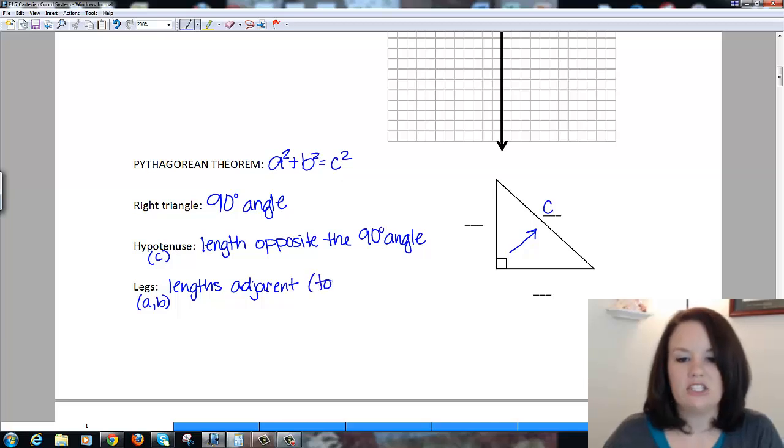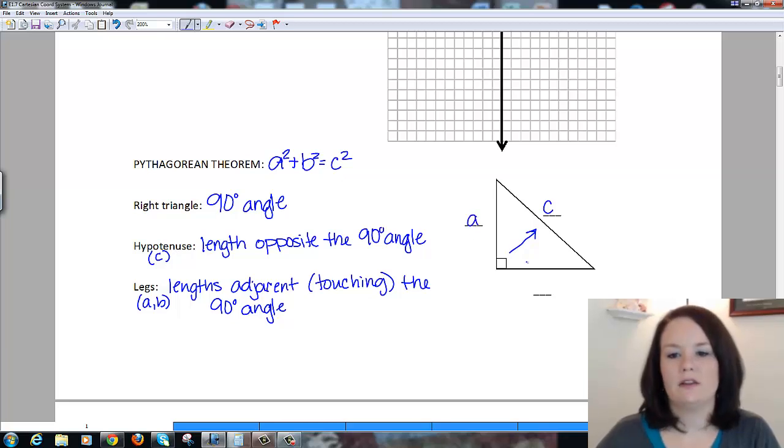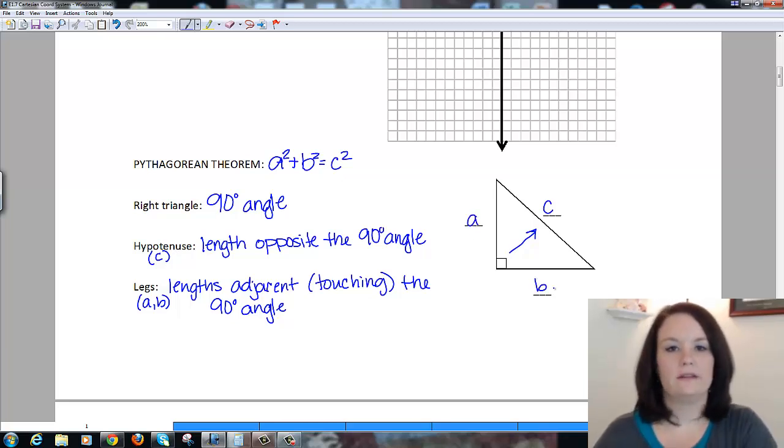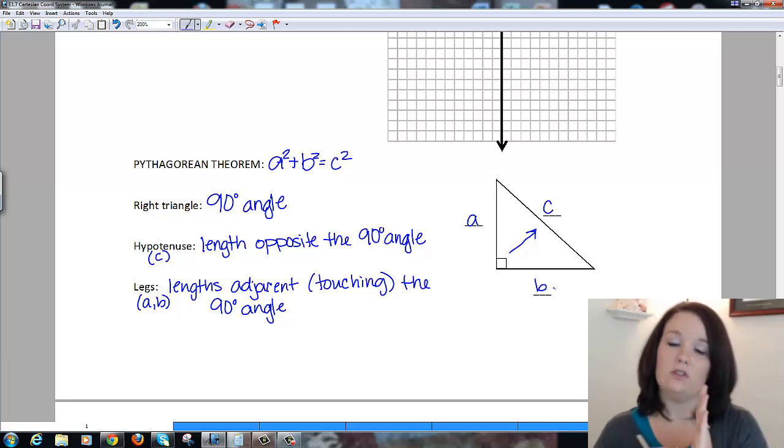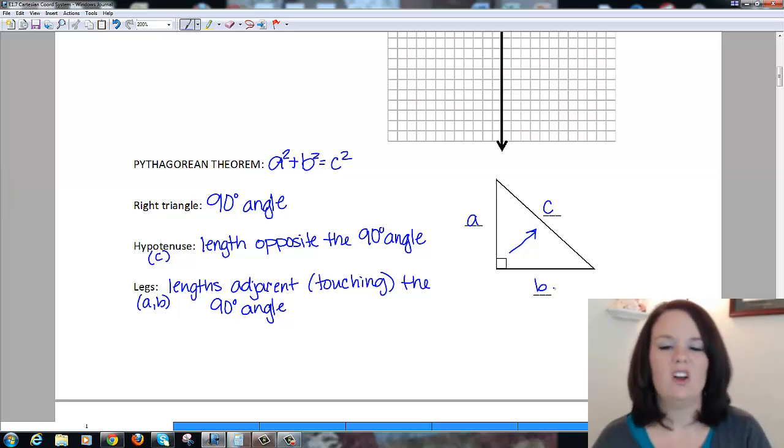Okay, adjacent means touching the 90-degree angle. And it doesn't matter which order you do them in. I can call this one A and this one B, or I could call the other one A and the other one B. It doesn't really matter, as long as A and B are the two that are touching the 90-degree angle, we're good.